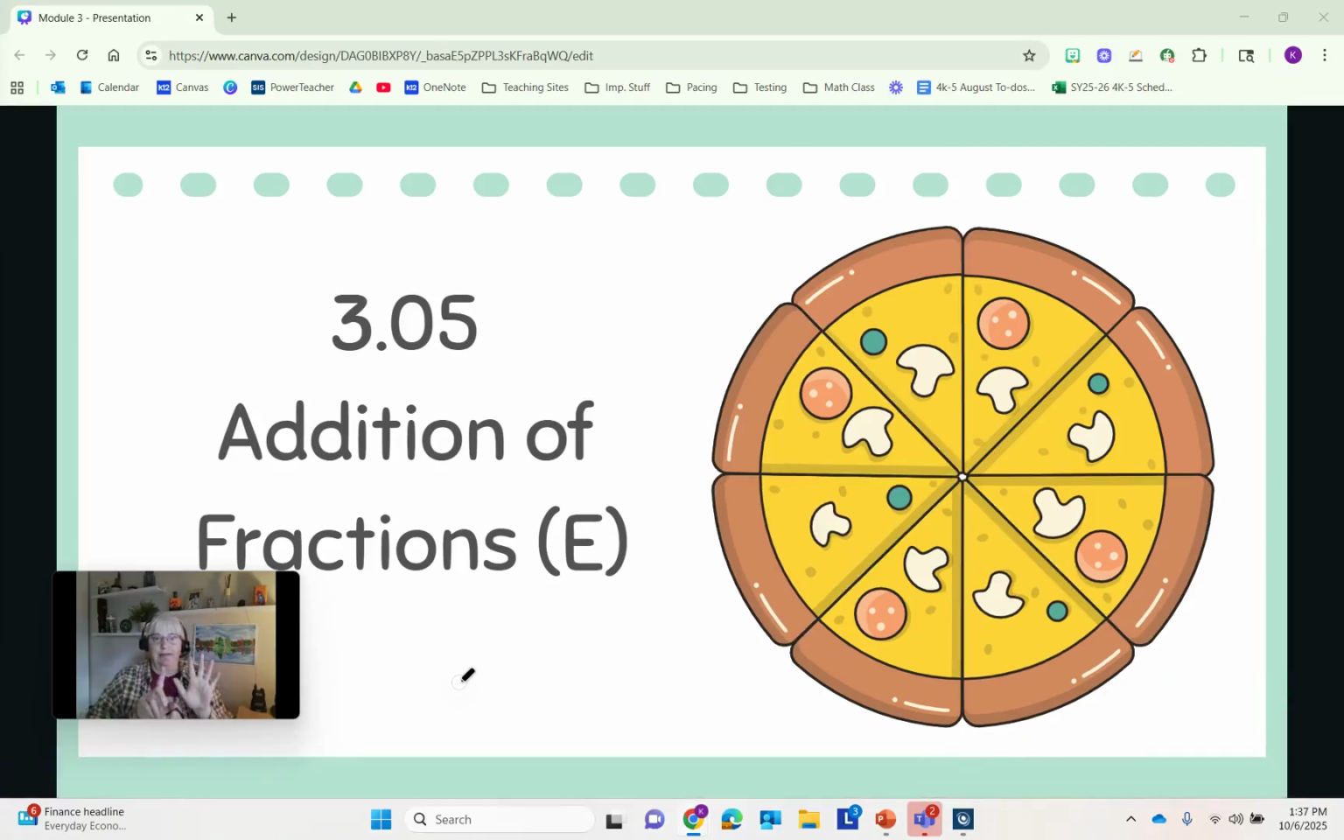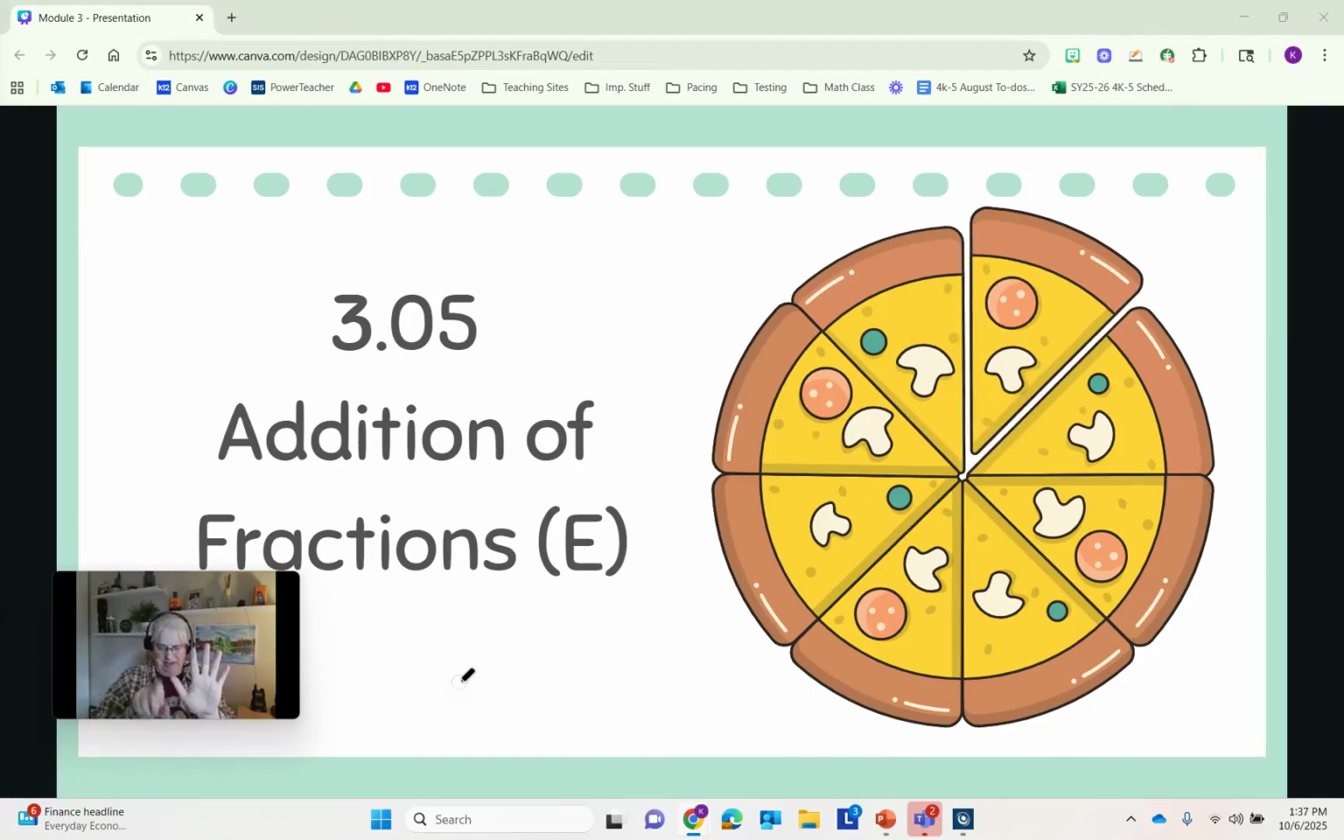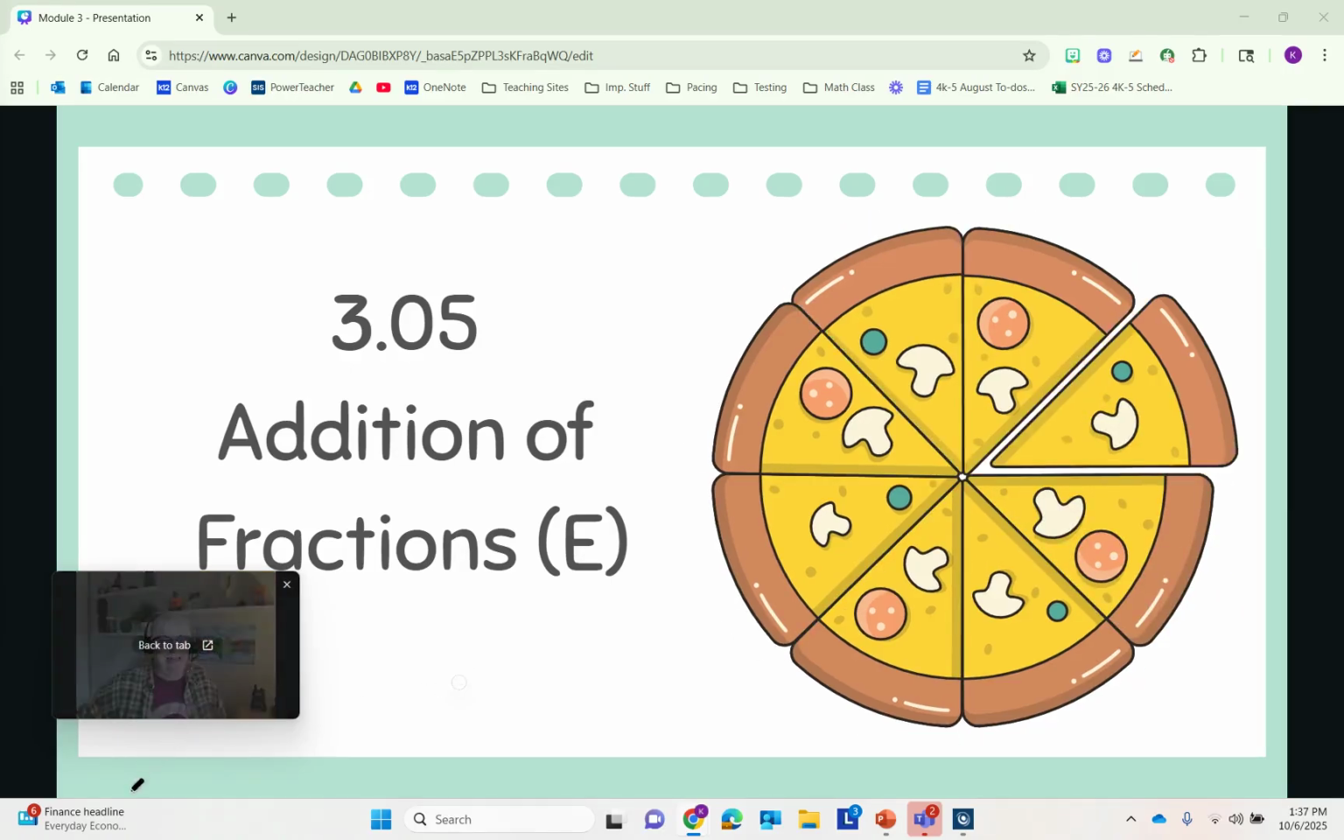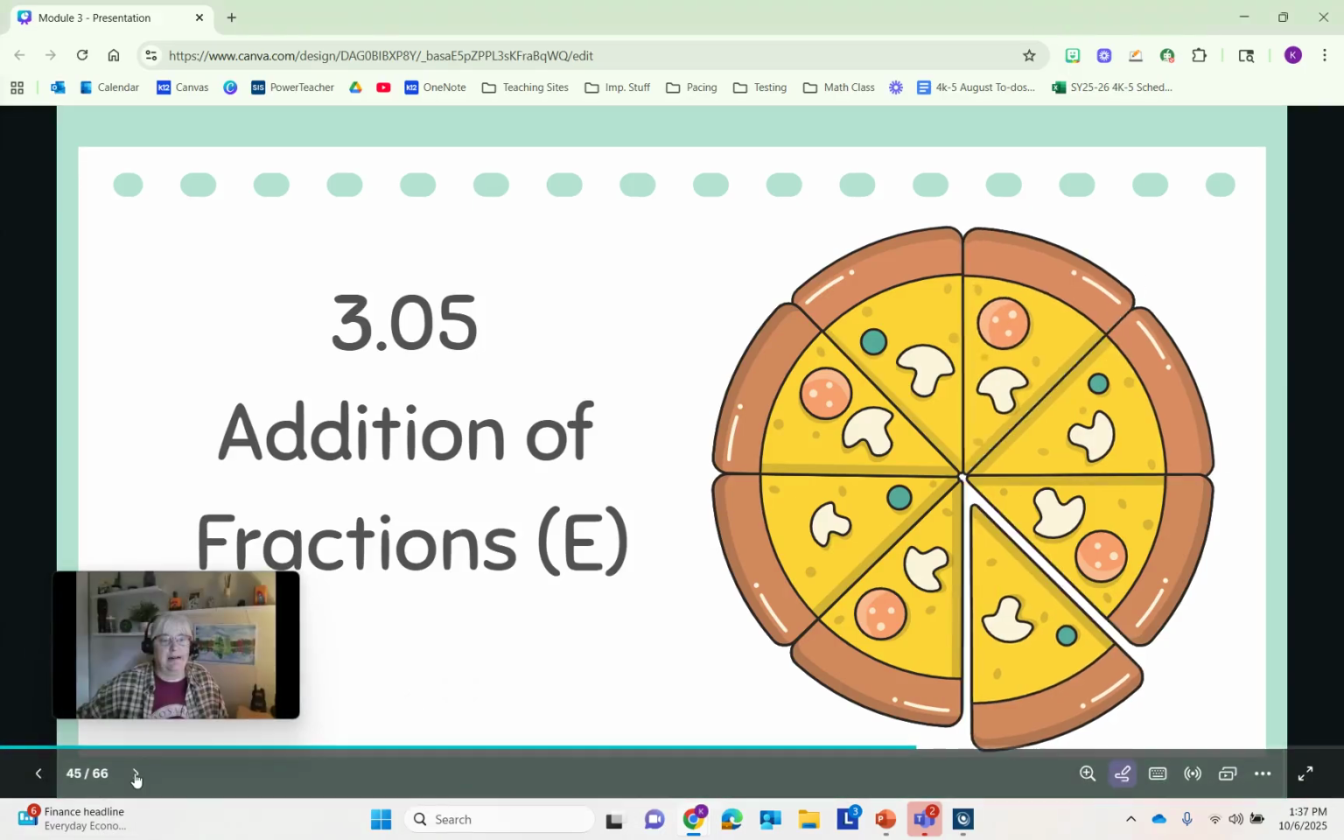That's basically part 5. Why do I have 6 fingers up? Part 5, which is why we have 3.5. All right, let's get into it. We are going to, if it lets me move again. All right, here we go.